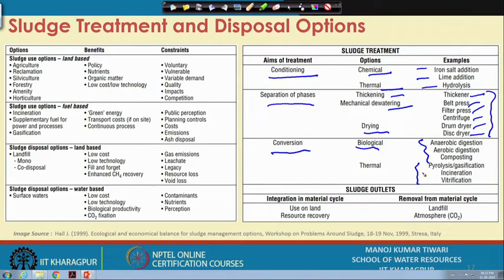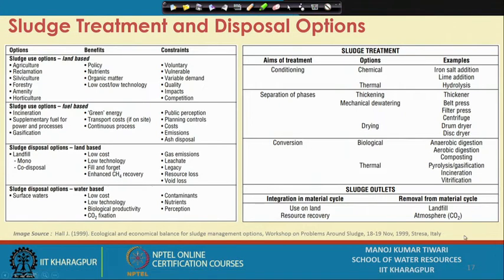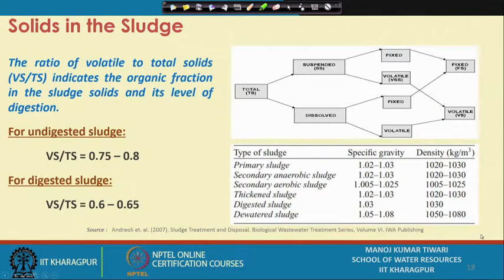So, sludge outlets, if we see, there is a possibility of being integrated in the material cycle. If those kinds of things are there, we use it for land resource recovery. And if we remove it from the material cycle, it goes to the landfill or goes to the atmosphere. So, these are the kinds of options that we typically get. These are the various treatment and disposal options.